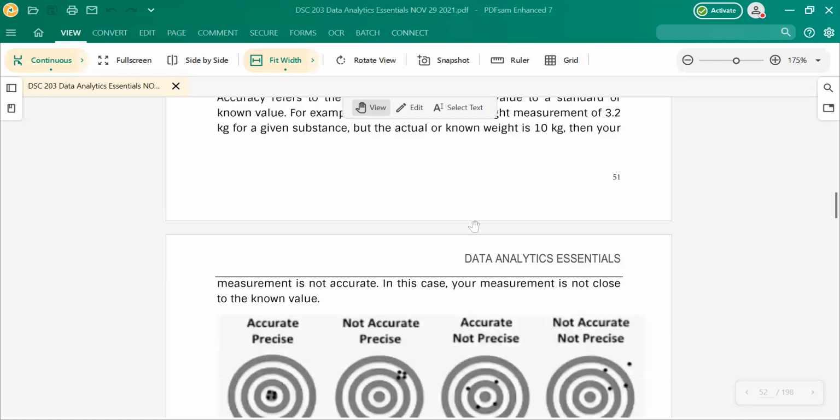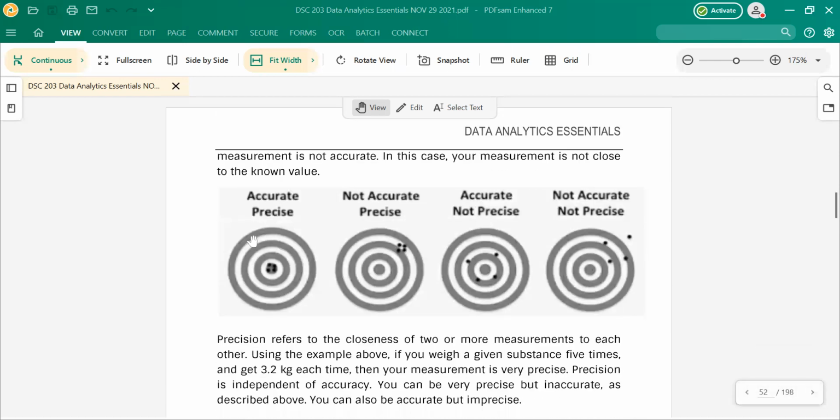Now let's understand using this graph. This is called accurate and precise. This is your dartboard, and every time you want to hit the center. Your intention is to hit the center. So you're hitting the center every time. The average is also 100, because the score is 10 or 100, whatever you call it, and every time you get 100. So it is accurate and precise.